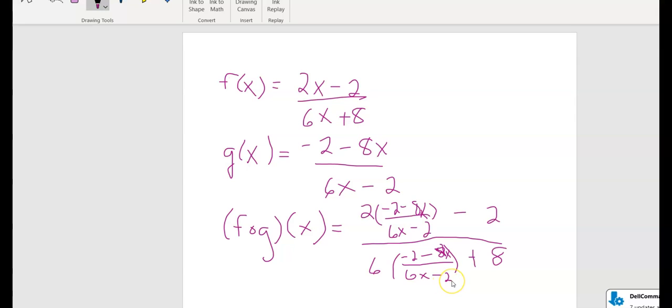Now, the hardest thing when we're left with something like this is cleaning it up. And the easiest way to clean up something like this is to take the tiny denominator, the smaller one within this bigger fraction, which is our 6x minus 2, and multiply the entire fraction by 6x minus 2 over 6x minus 2. And we'll see how this works out here in a second.